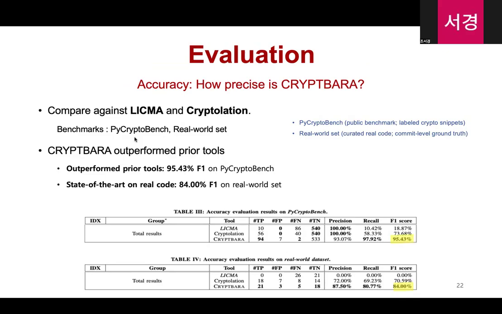And the results. We evaluate on two datasets. First, PyCryptoBench, a public set of labeled crypto code. Second, a real-world dataset we created. We compare against LLMs and CryptoGuard-like tools. On PyCryptoBench, Cryptbara gets an F1 score of 95.43. On the real-world set, it reaches an F1 score of 84.